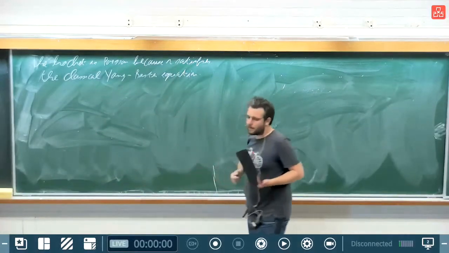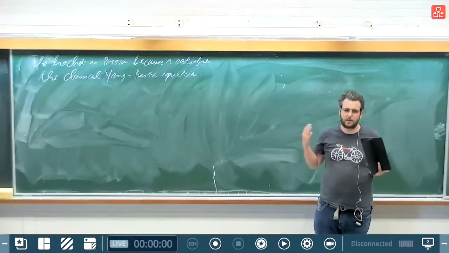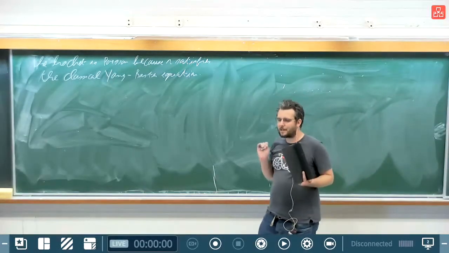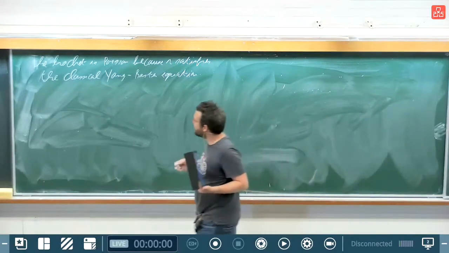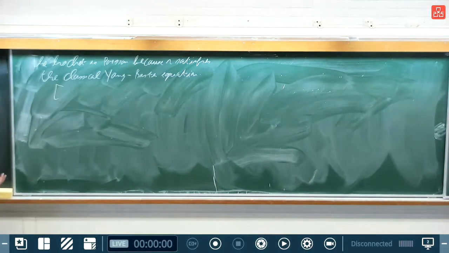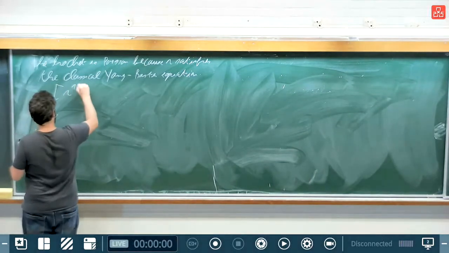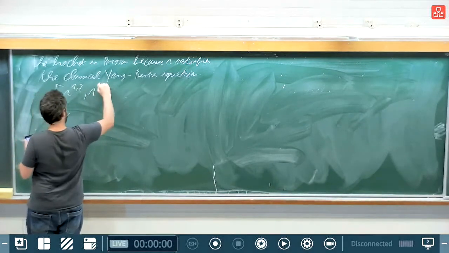So maybe you have heard about the quantum Yang-Baxter equation, which is basically the braid relation. And somehow this is a quasi-classical limit of that. And that, in a way, explains why this Poisson structure has to do with braiding. I don't want to say too much more about that. Let me just write it.